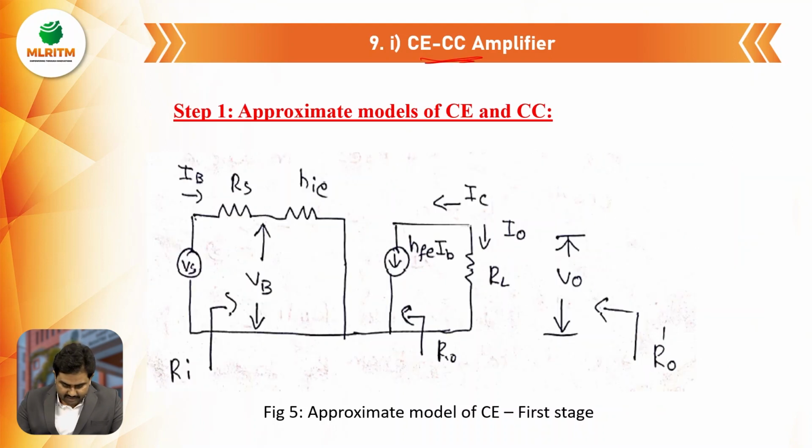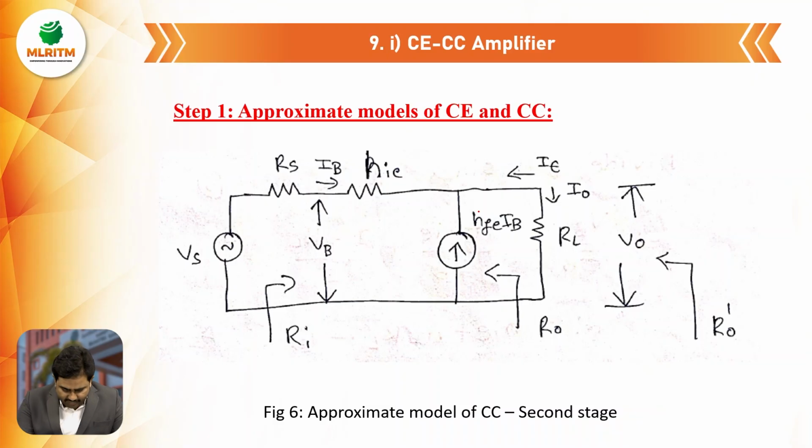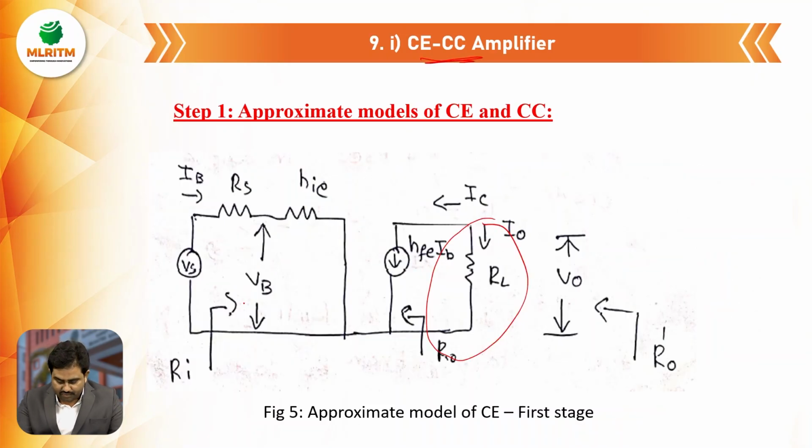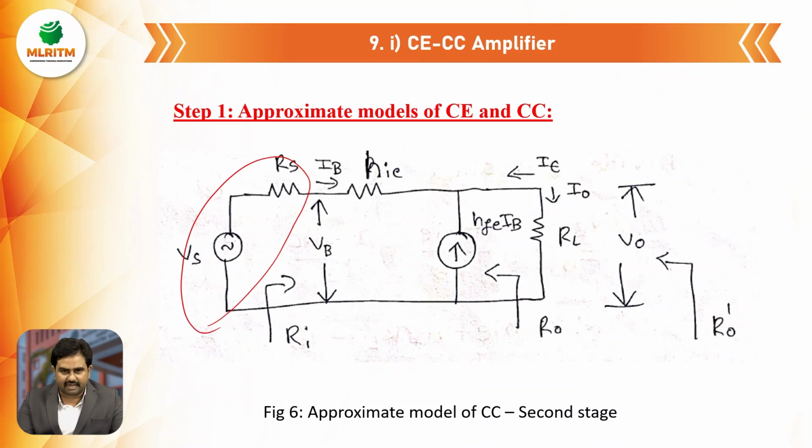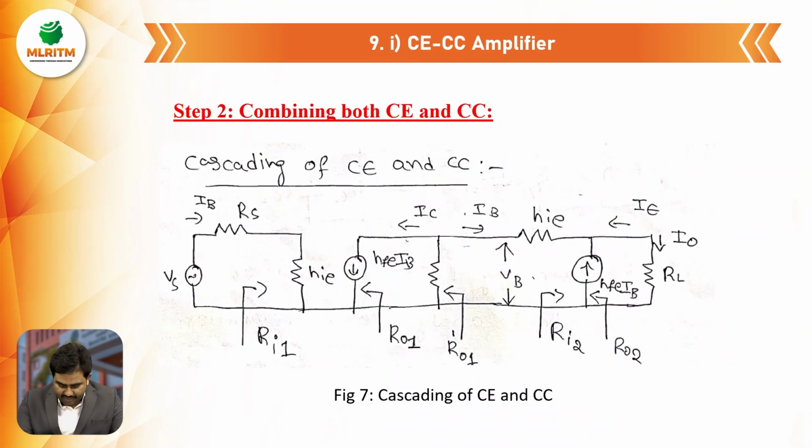In the first stage, this circuit presents the approximate model of CE. We have to detach this RL part. That means we have to remove the RL part, and we have to remove the input stage VS and RS from the second stage, and we will combine these two. Just detach RL from the first stage, detach VS and RS, and combine. So it will be like this.